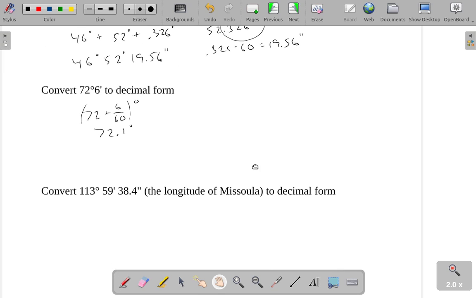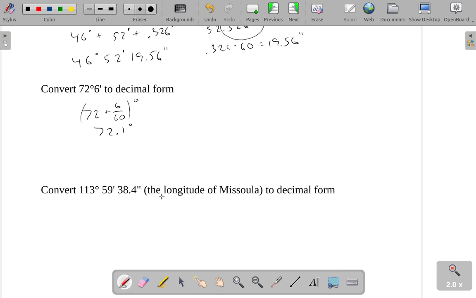Alright, so let's do a little bit more challenging one. This is the longitude, I believe, west. This is the longitude of Missoula in degrees, minutes, and seconds, and we're going to convert this to just degrees in decimal form. So this would be 113. Okay, that part's already in degrees. We're going to leave it alone. We have 59/60ths.